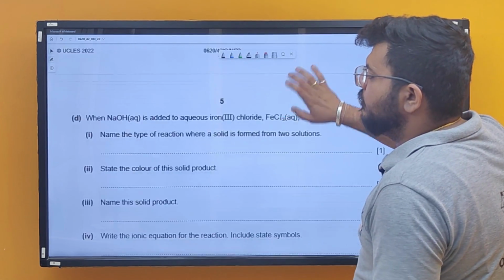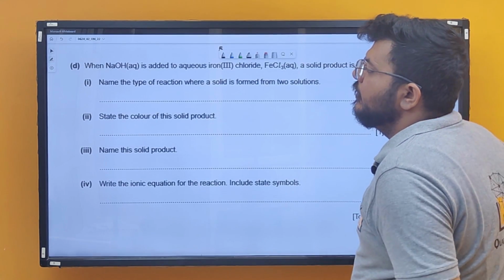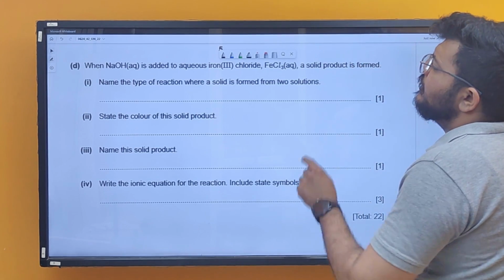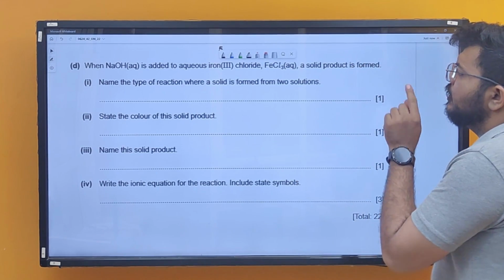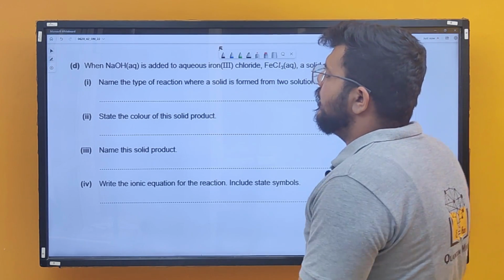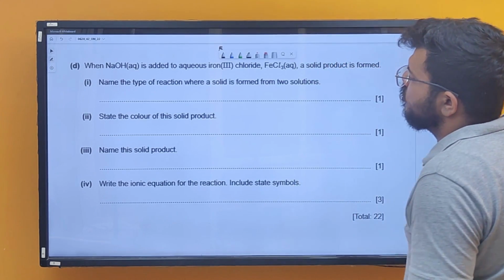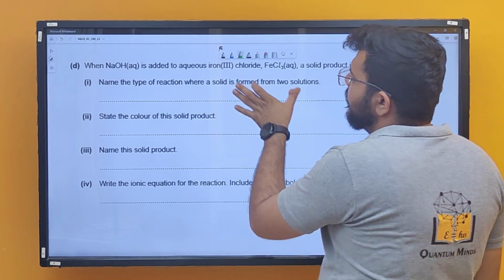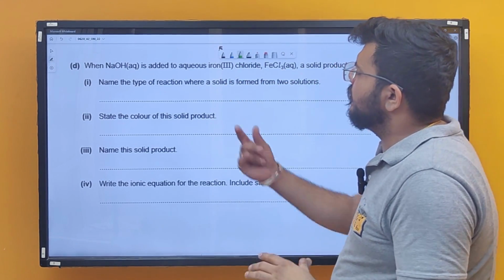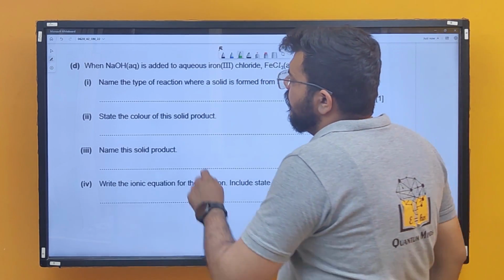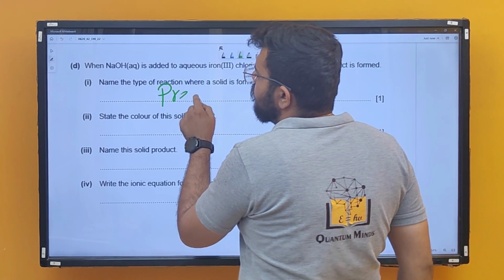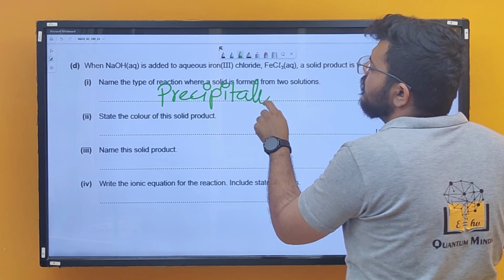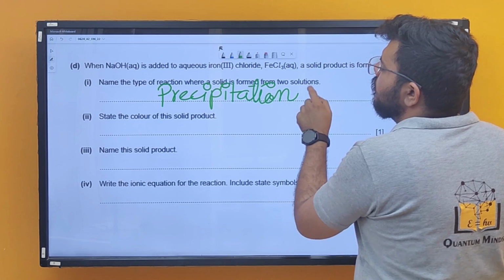Then we have question part D. When sodium hydroxide is added to aqueous iron chloride, FeCl3, a solid product is formed. Name the type of reaction where a solid is formed from two solutions. So precipitation is taking place, right? Sodium hydroxide reacts with iron chloride to form a precipitate. So precipitation reaction, right?